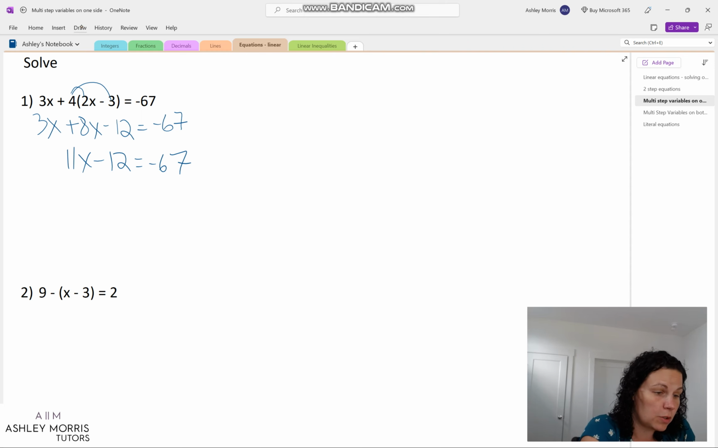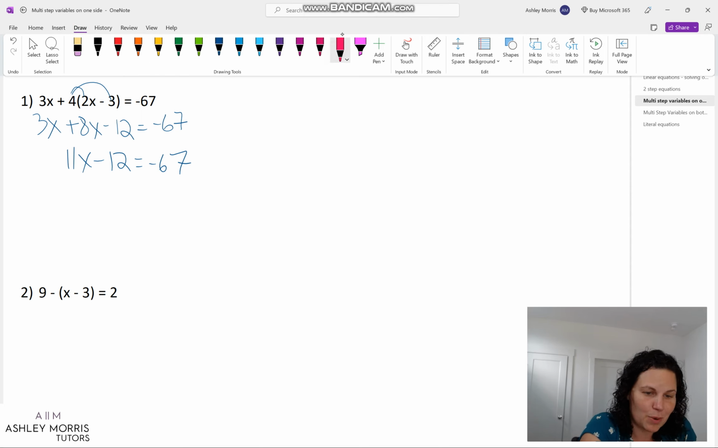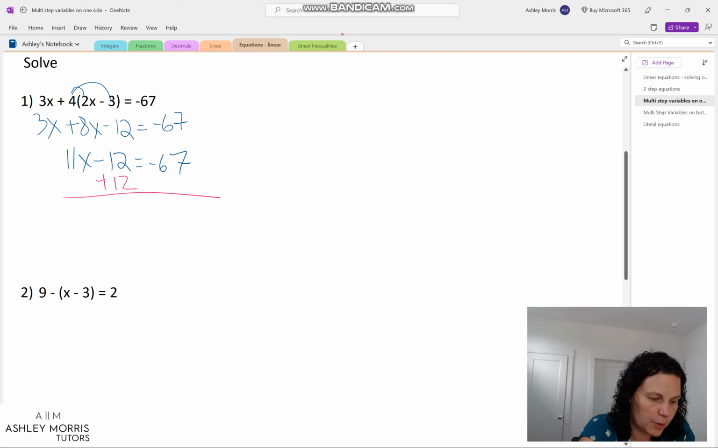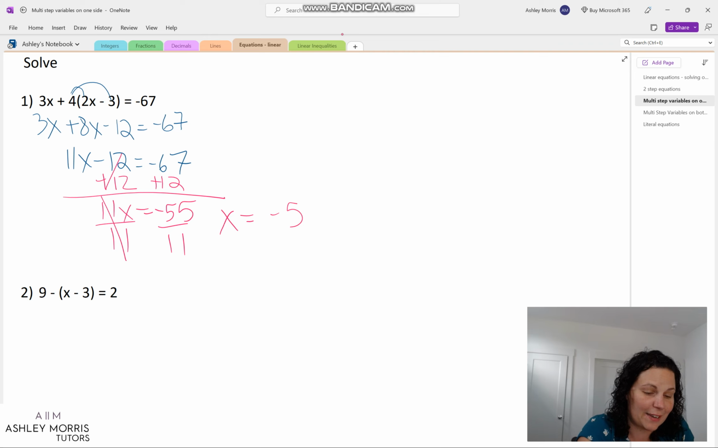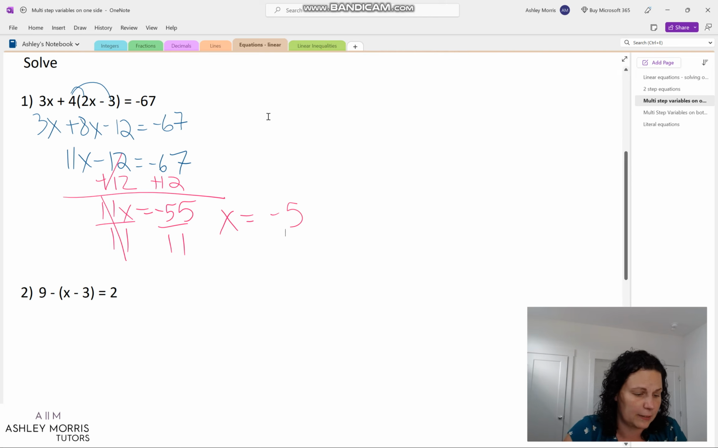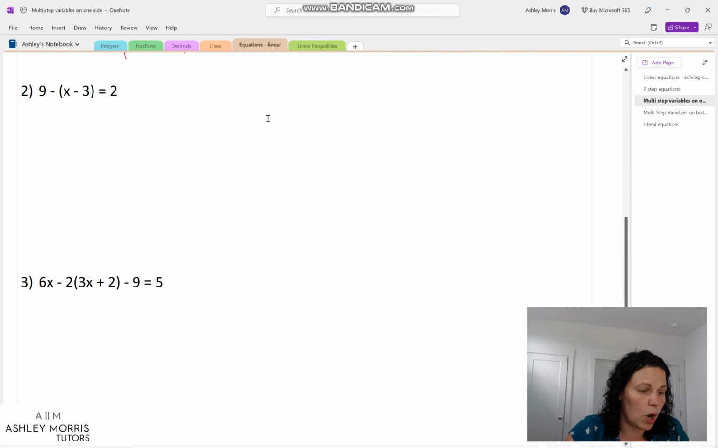So we're going to change colors, because why not? We're going to add 12 to both sides. Undo addition and subtraction first. We get negative 55. Divide by 11. And if we have time, I would check it, but I don't want to make my video too long. But you can always plug it back in and check it. Always a good idea.